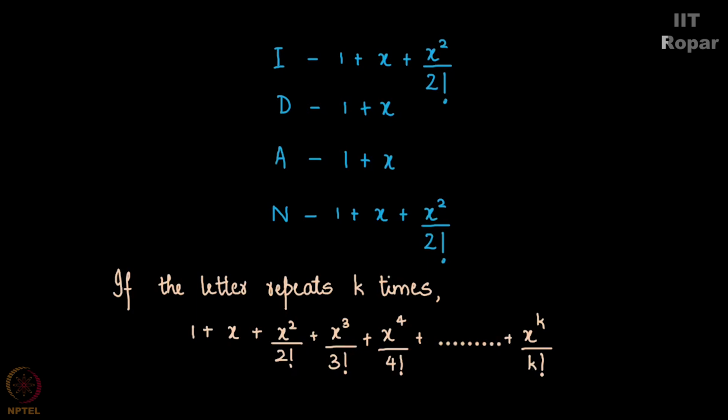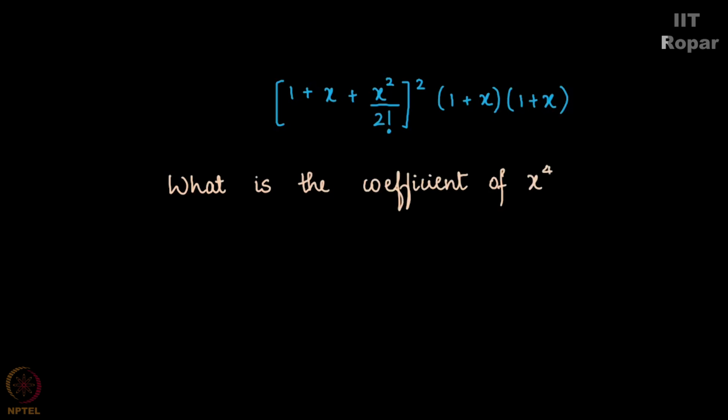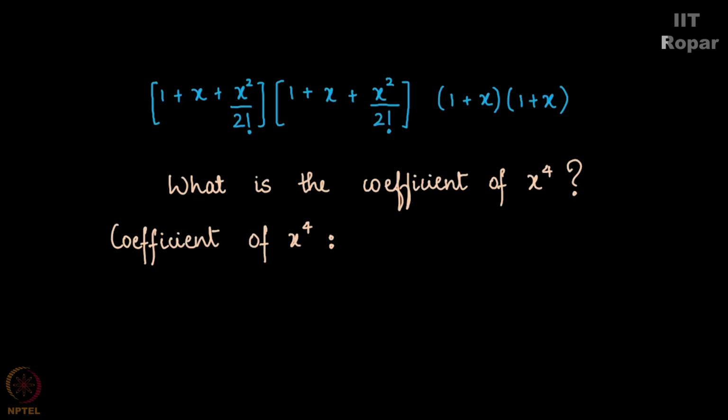Now, let me multiply all these things and then take a look. I get 1 plus x square by 2 factorial the whole square times 1 plus x into 1 plus x. My question would be, what is the coefficient of x to the 4 here? Let me compute. The coefficient of x to the 4 is going to be simply, how will you get x to the 4 here? By picking an x from the first house. Basically there are 4 houses here. 1 plus x square by 2 factorial, first house. 1 plus x square by 2 factorial, second house. First one is for I, second one is for N. Next would be 1 plus x for D, 1 plus x for A, right?